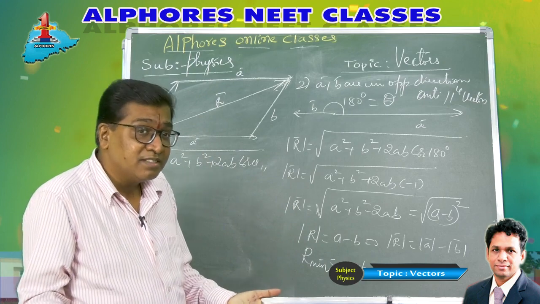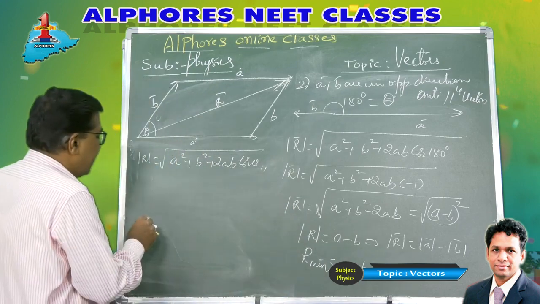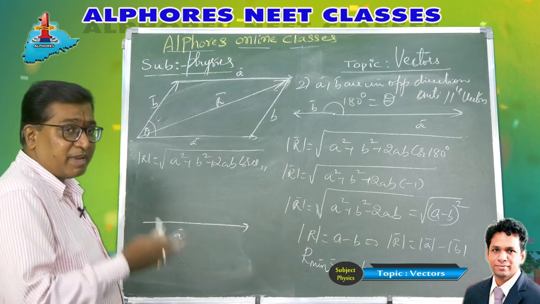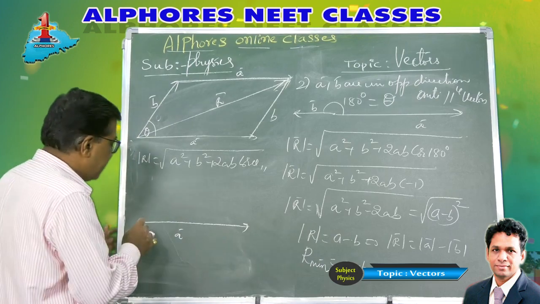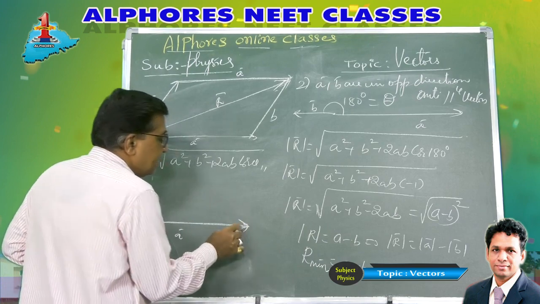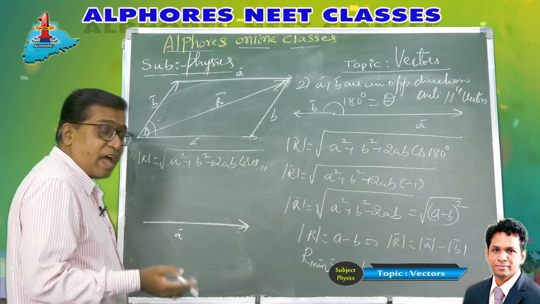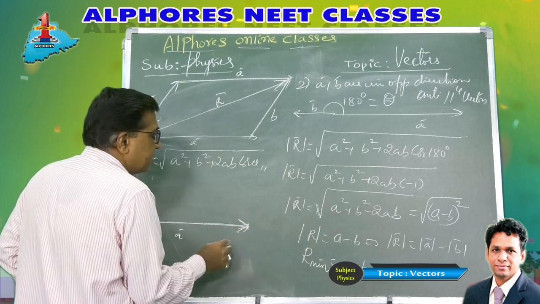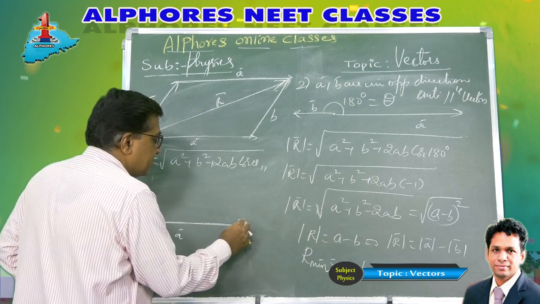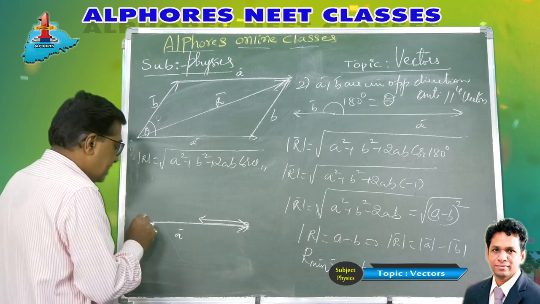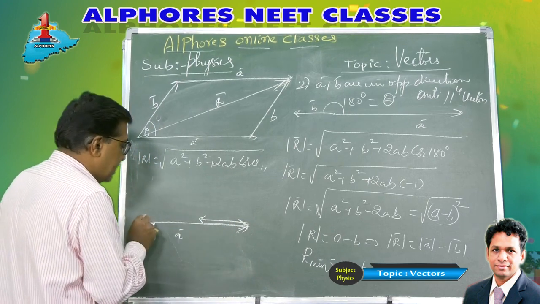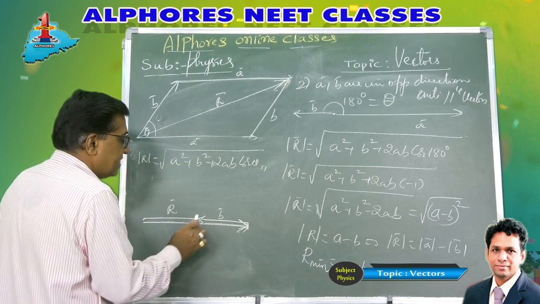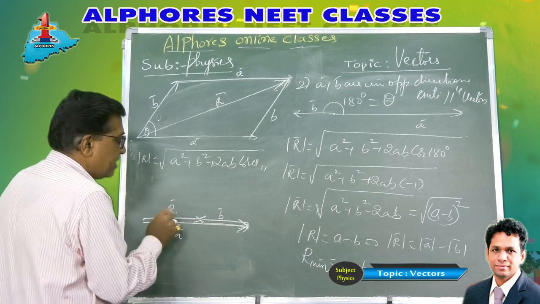Now how about the direction? First, A bar is given like this. Let me find the direction by the triangle law. Suppose I take A bar like this. First vector A bar, then B bar, taking them in order. To the terminal of the first, I join the initial of the second. B bar is like this. Then the line joining the initial to the final is the resultant. So the resultant is like this. This is A bar, this is B bar and R bar.